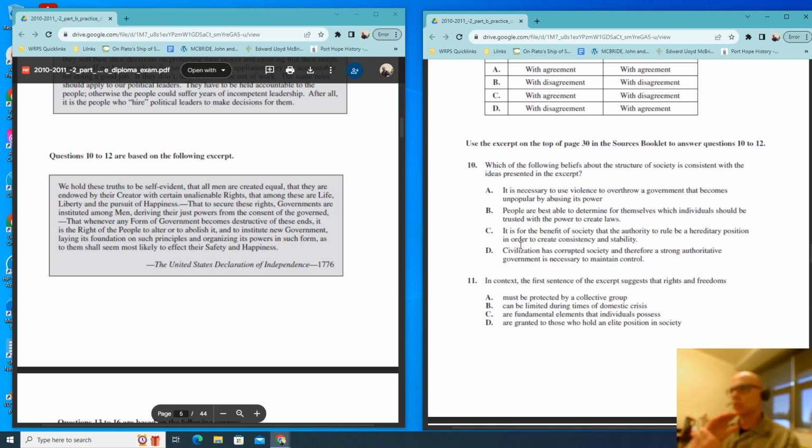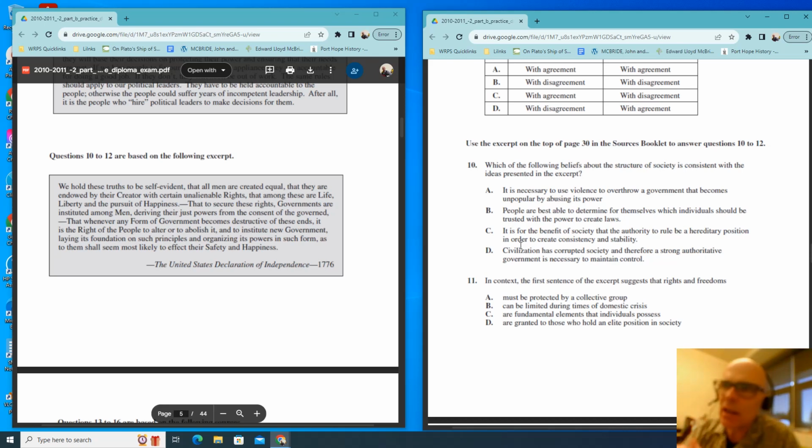People are best able to determine for themselves which individuals should be trusted. A is violent revolution when necessary. B is democracy. B is pro-democracy, right? C is the benefit of society that the authority to rule be a hereditary position. C is pro-monarchy. D, civilization has corrupted society and therefore a strong authoritarian state. So D is a dictatorship, C is a monarchy, B is a democracy, and A is let's have a revolution.